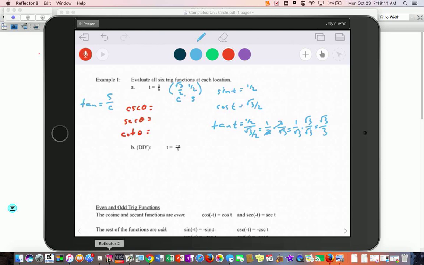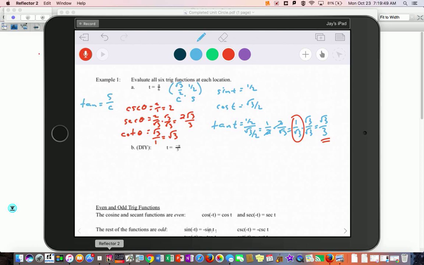So the cosecant is reciprocal of sine, which would be 2 over 1, which reduces to 2. Secant is 2 over root 3, but now you have to rationalize that again. You get 2 root 3 over 3. And then remember with cotangent, don't flip this answer. Let's go ahead and flip this one. 1 over root 3. So that's going to become root 3 over 1, or just root 3. So there are your 6 trig functions.